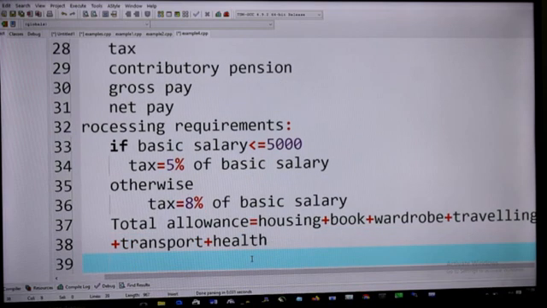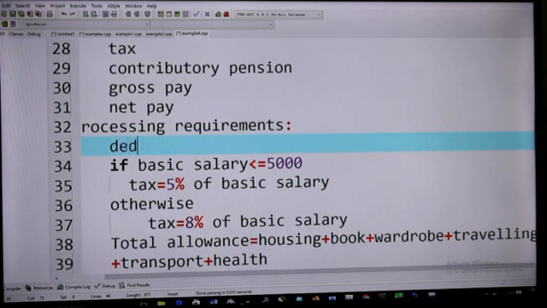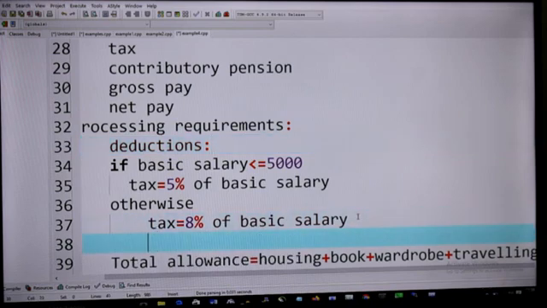So now, the contributory pension too. You can even do it this way. You can pack everything together, like you can group them. We have things that we want to deduct, deductions. The tax is a deduction, but the total allowance is not a deduction. So another deduction that we have is pension.